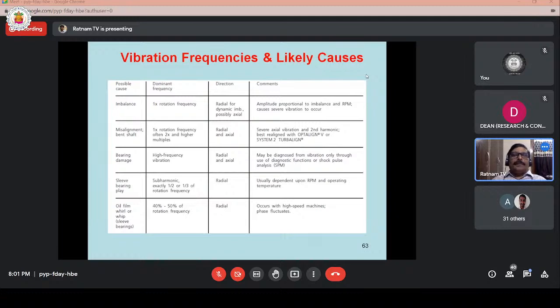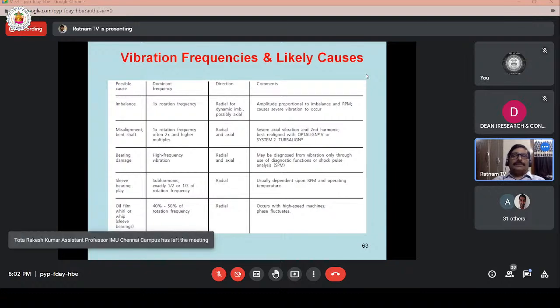With bearing damage, high frequency vibration can be seen in the spectrum. Radial and axial direction measurements are to be taken. It may be diagnosed from vibration only through the use of diagnostic functions, or a shock pulse meter also. SPM analysis can also identify bearing faults.